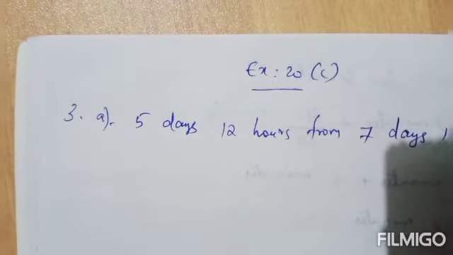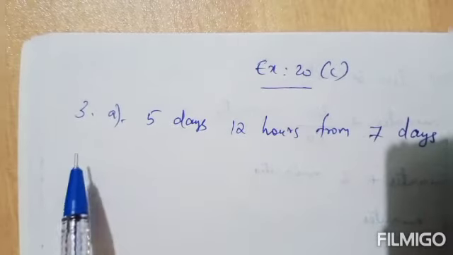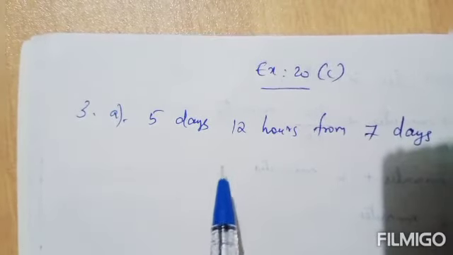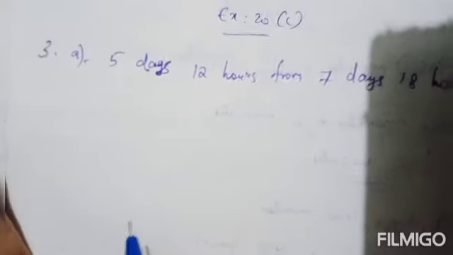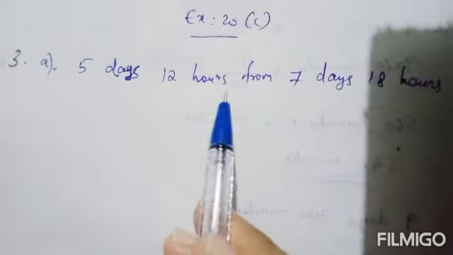So we have been discussing chapter 20, Time, in that exercise 20C. Next question, third one: subtract. In that A, 5 days 12 hours from 7 days 18 hours. So from 7 days 18 hours you have to subtract 5 days 12 hours.